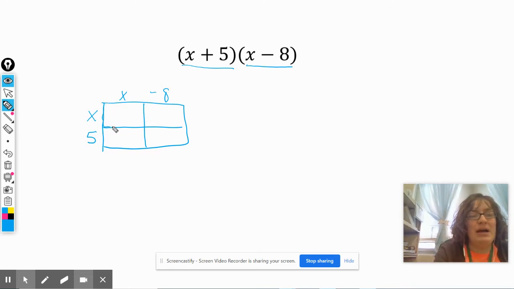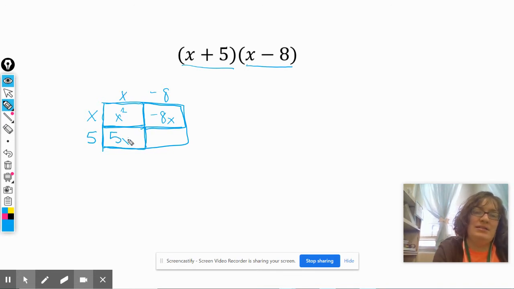So this first box is found by taking x times x, which is x squared. The second box is found by taking x times negative 8, which would be negative 8x. All right, this one here is found by taking 5 times x. That's 5x. And finally, 5 times negative 8 gives me negative 40.